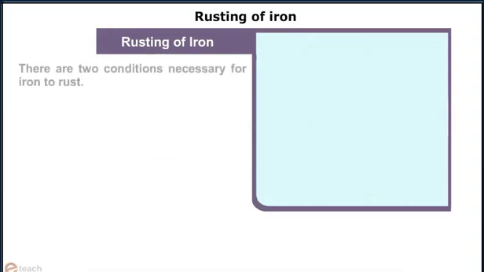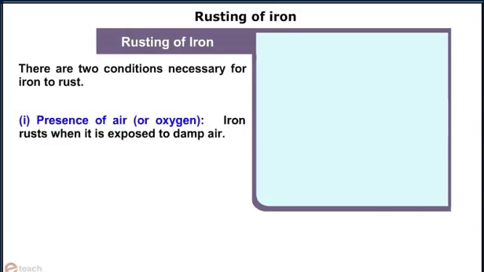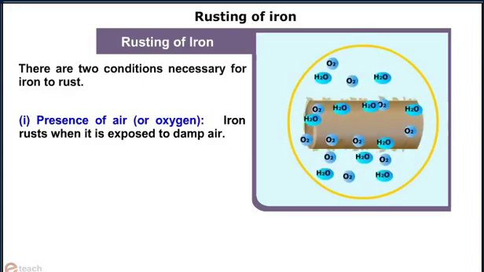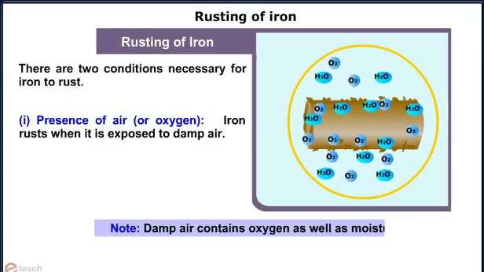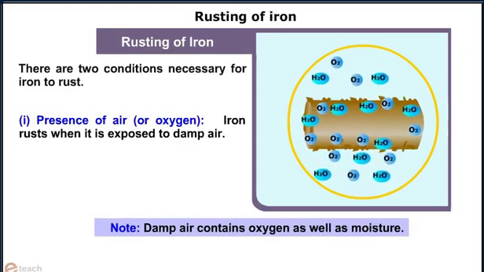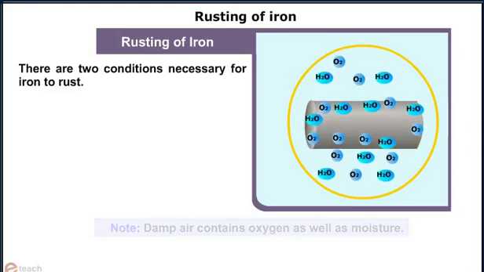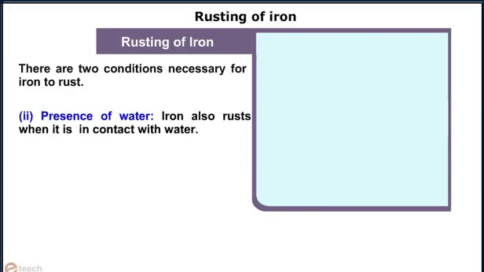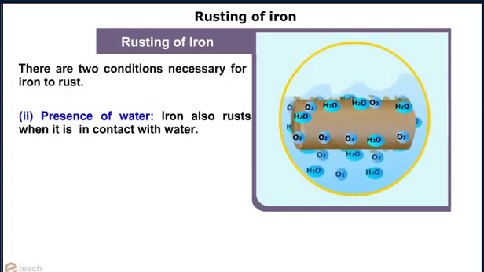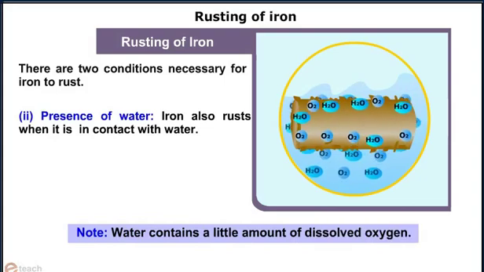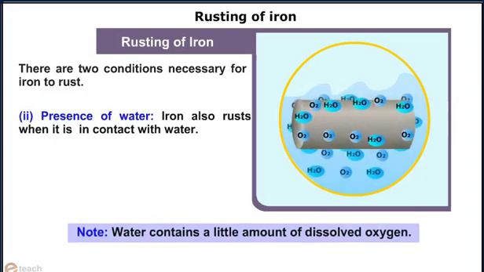called as rust. There are two conditions necessary for iron to rust. The first one is presence of air. Iron rusts when it is exposed to damp air. Note that damp air contains oxygen as well as moisture. The second one is presence of water. Iron also rusts when it is in contact with water. Note that water contains a little amount of dissolved gas.